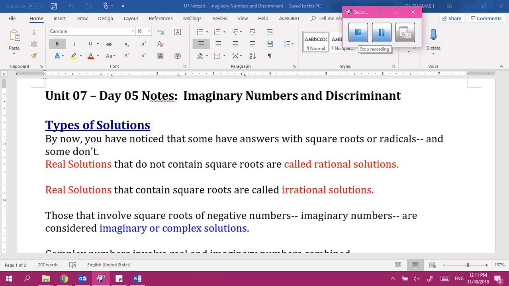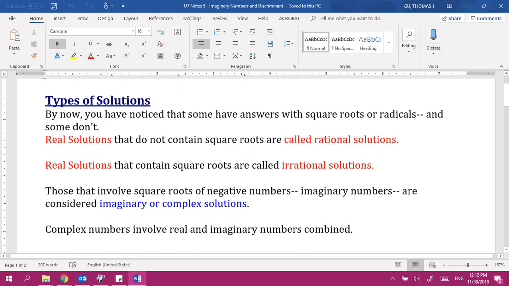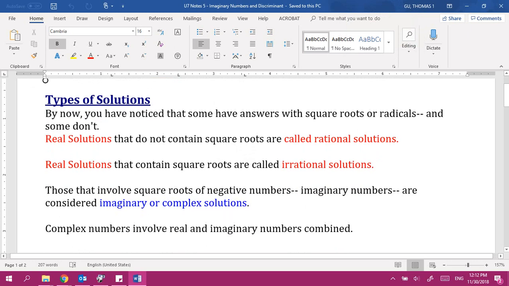And today's last notes, oh, it's frozen. Last notes for this unit is going to be about imaginary numbers and the discriminant. Okay, so we've been solving for x, right? We've been finding different solutions. And there's different types of solutions, okay?